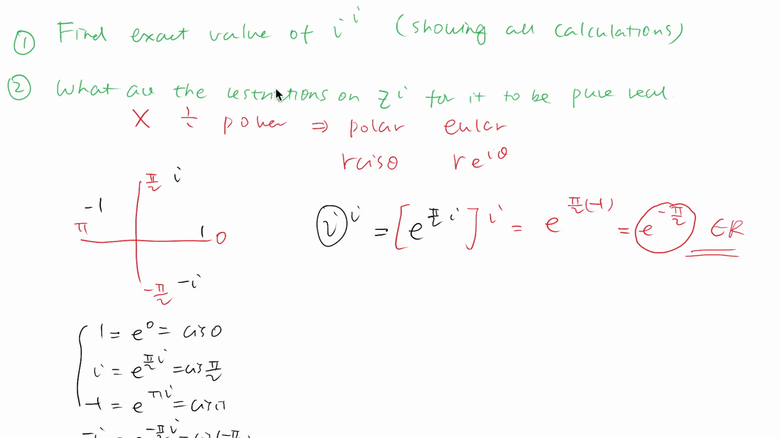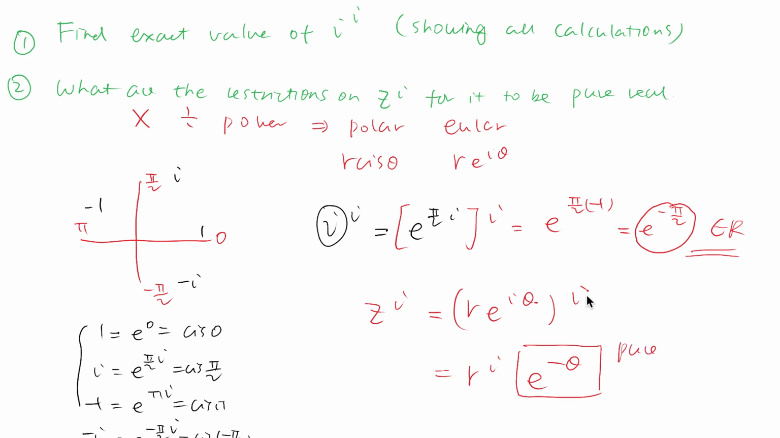And then they ask what the restrictions are on z to the power of i for it to be pure real. z is any complex number, so we can say z is r e to the power of i theta, all to the power of i. This becomes r to the power of i, times e to the power of i squared theta, which is minus theta. This part, e to the power of minus theta, is always pure real. Real multiplied by pure real is pure real, so you need to make sure r to the power of i is also pure real.